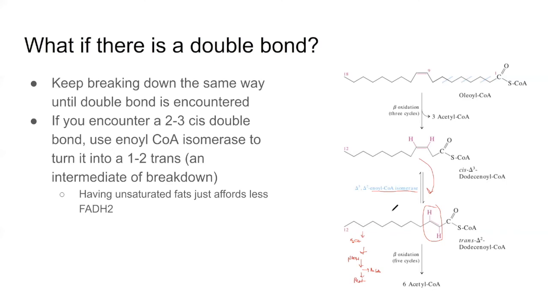But the one key difference here is that when we turned a normal fatty acid into a trans double bond containing fatty acid, we generated an FADH2. In this process, because there's already a double bond, we don't generate an FADH2. So the only difference is that unsaturated fats afford less FADH2. We don't need to form a double bond using FAD anymore, and so we don't make as much FADH2. But the NADH production step still is present in this reaction.